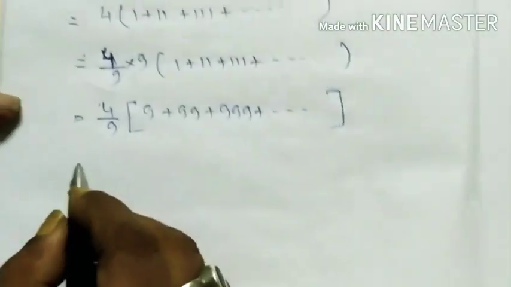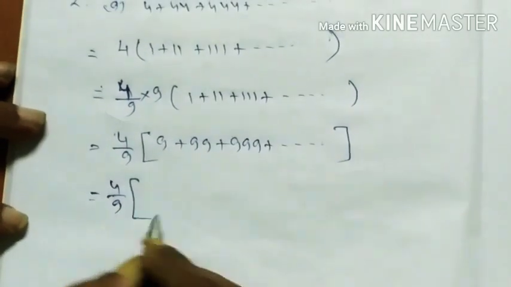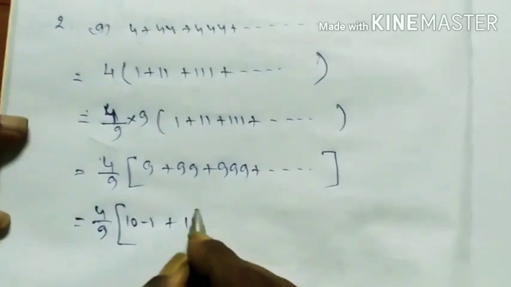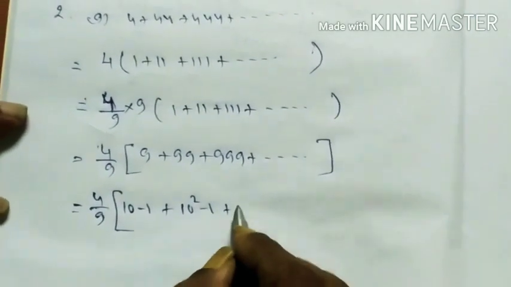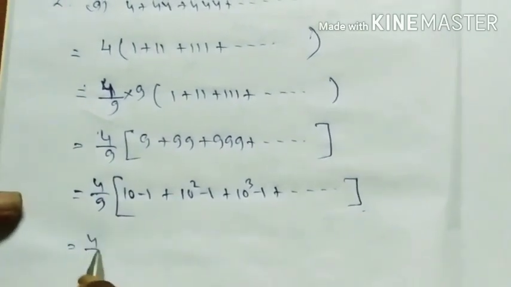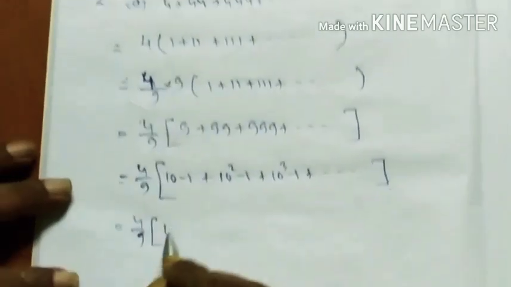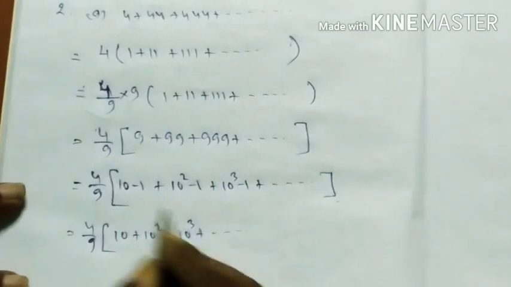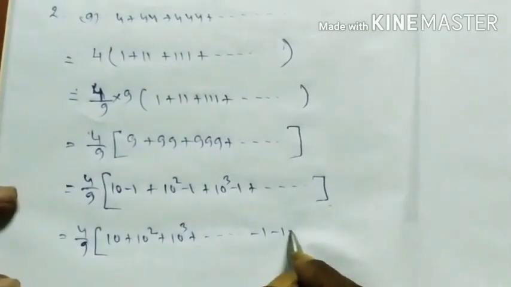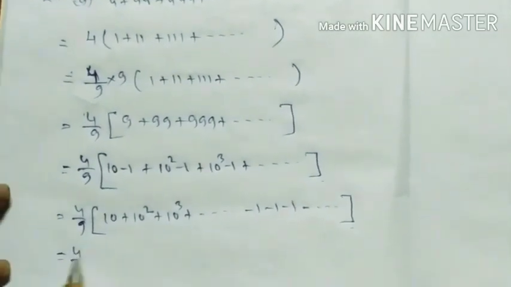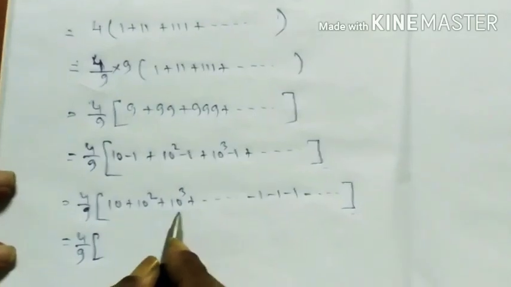Now, again, here a slight arrangement I have to make. 4 by 9. Instead of 9, I am going to write 10 minus 1. Instead of 99, 100 minus 1, instead of 999, 1000 minus 1, and so on. Now, 4 by 9, this 10 plus 10 square, I am going to keep it on one side, and the rest of minus 1, minus 1, minus 1 on the other side. Now see, you can see that now this is in geometric progression.